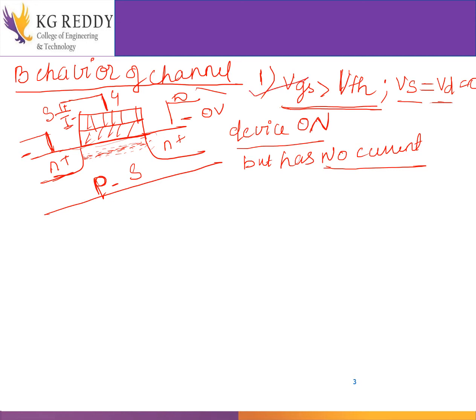This is case 1. Coming to case 2, let me draw quickly the MOS structure. Again, this is N plus, P sub, that means P substrate, oxide, and this is the gate.